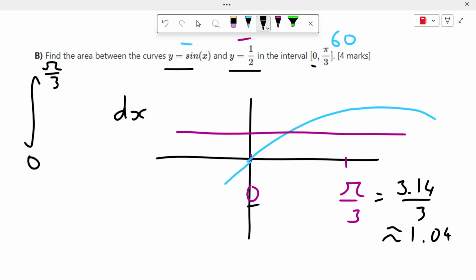Now, normally you have to figure out where they cross and then put the function at the top and then put the function subtracting it at the bottom. But we're lucky because we've got a calculator, we can use the absolute value, which no matter what, always makes it positive. So we could do sine x minus 1/2 and then slap that into the calculator. So that's what we're going to do.